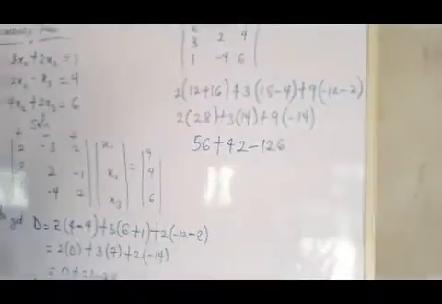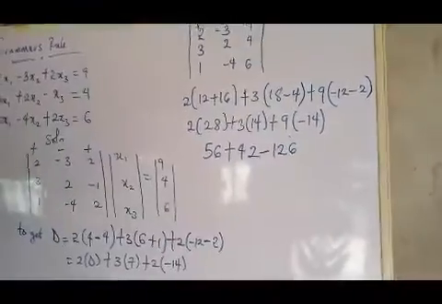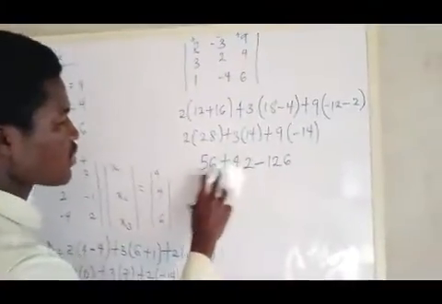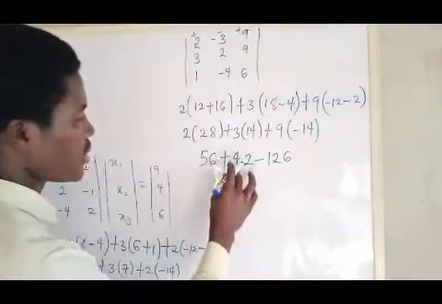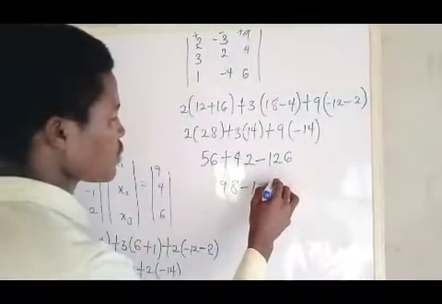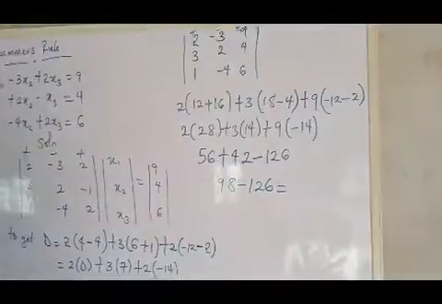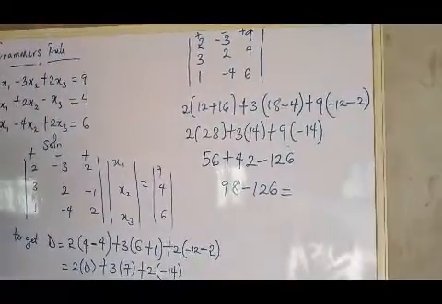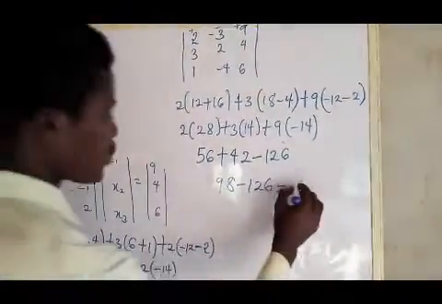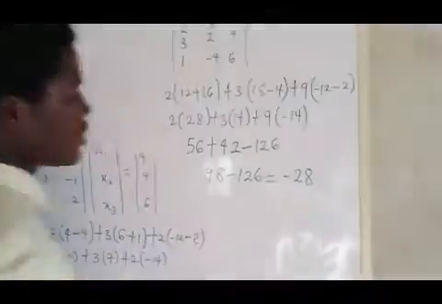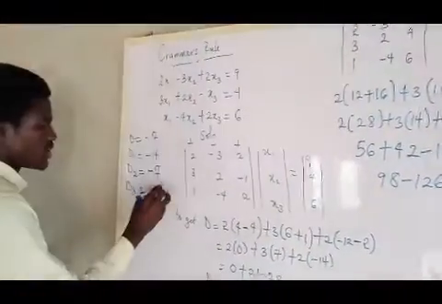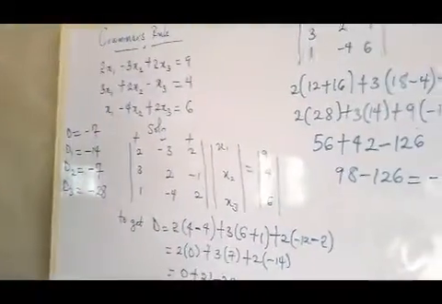All right, so 56 plus 42, so 6 plus 4 plus this plus this will be giving us 8, this plus this will be giving us 9. So 98 minus 126 will be giving us minus 28. So that is what we have there. So we are having minus 28 as our D3.